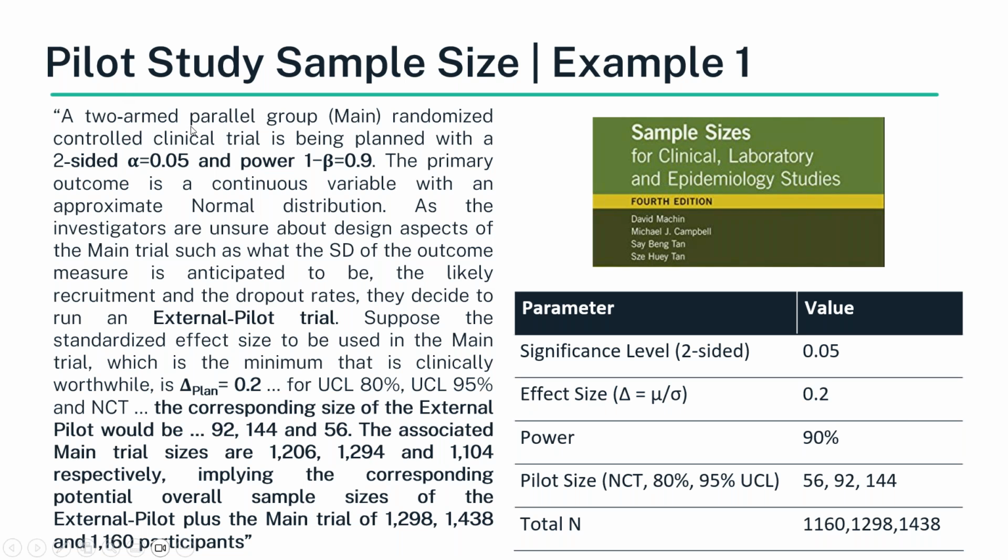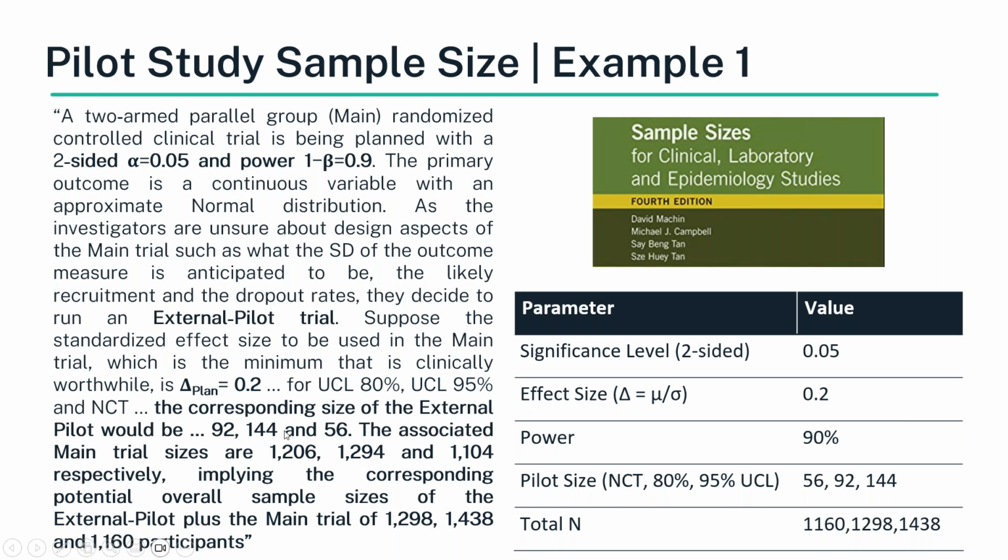But basically, in this case, they were planning a main study with a 0.05 significance level at a two-sided level and a power of 90%. They were going to assume that the standardized effect size, the Cohen's effect size, is 0.2, and that's just equal to the mean difference divided by the standard deviation. Basically, they said for UCL 80%, UCL 95%, and NCT approaches, these were the pilot sizes: 95, 104, and 56.